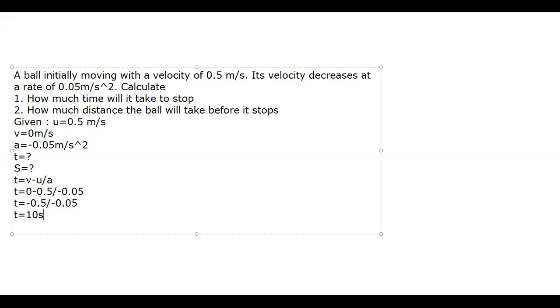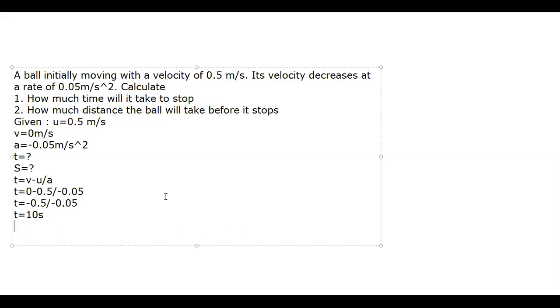See, if you write 0.05 for the acceleration, then your answer will come minus 10, and your answer can never be negative. As long as time is concerned, how can the time be negative? If time is negative, come on, you have invented the best thing in this world, that is a time machine. You are moving backward. So that's not possible. Time cannot be negative. So T is equal to 10 seconds.